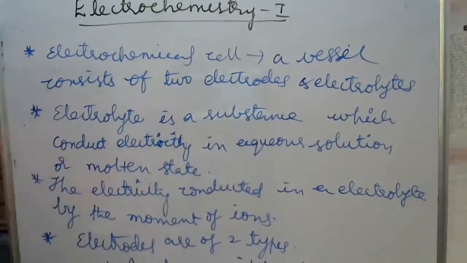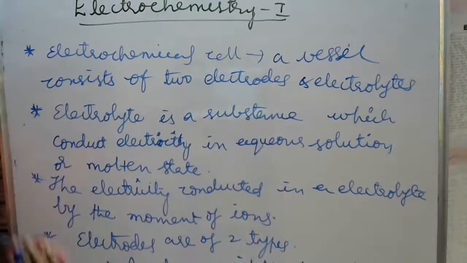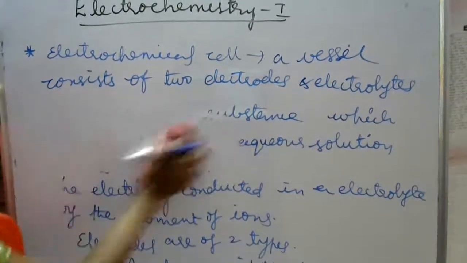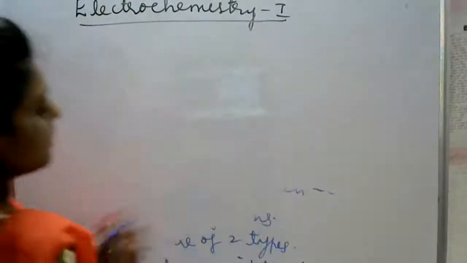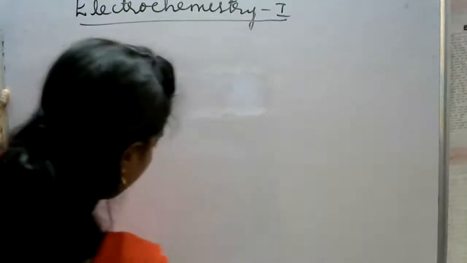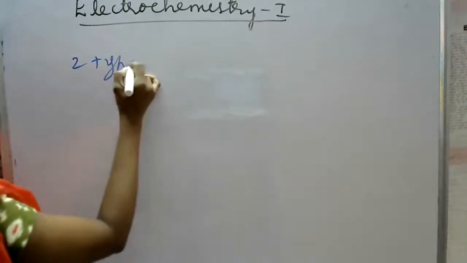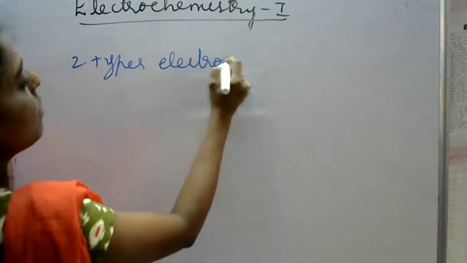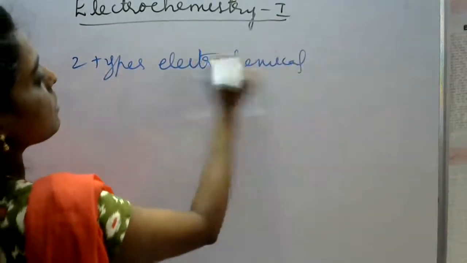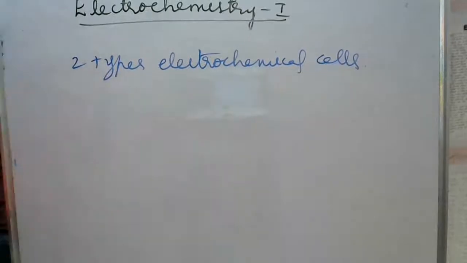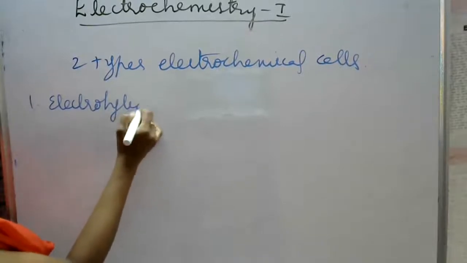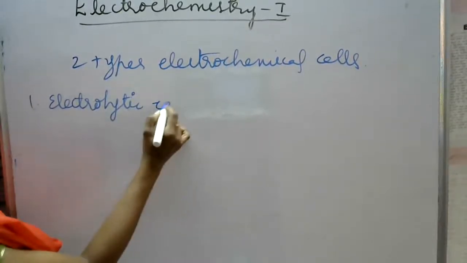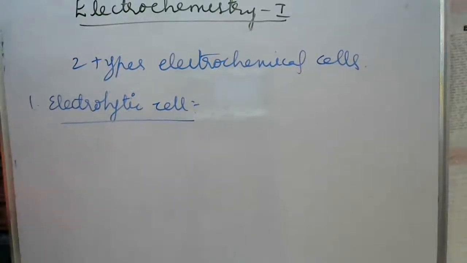Next, there are two types of electrochemical cells. Let's see what those are. The first one is the electrolytic cell.